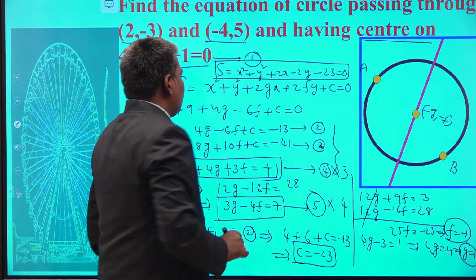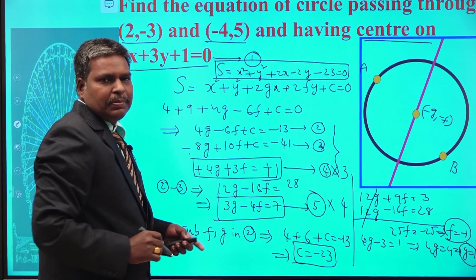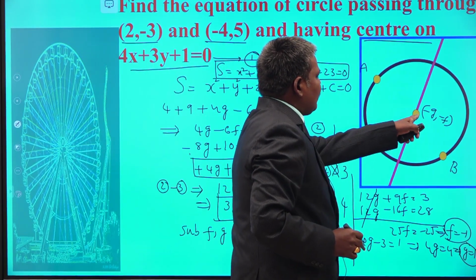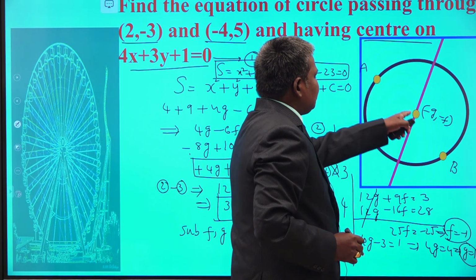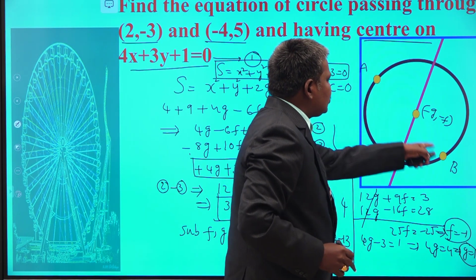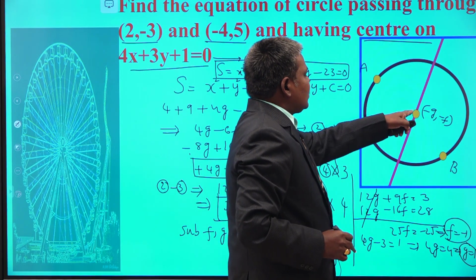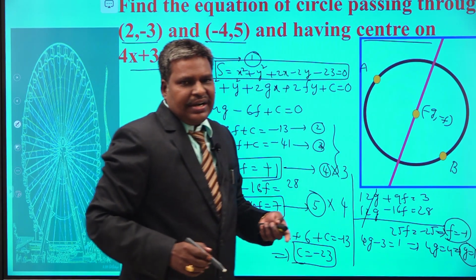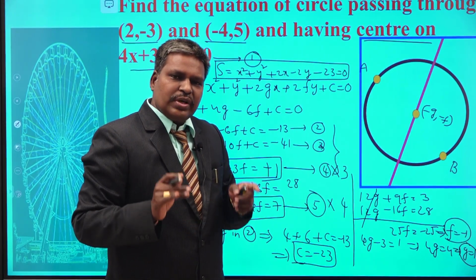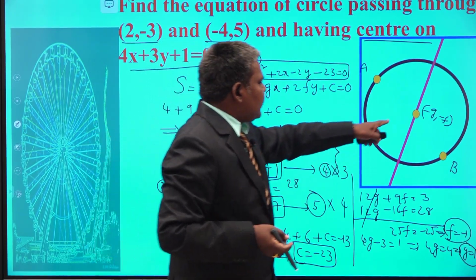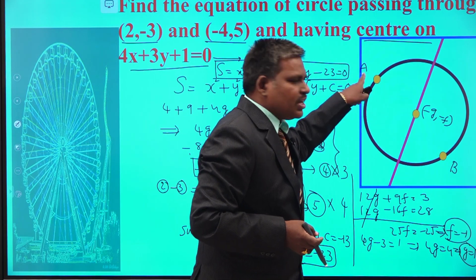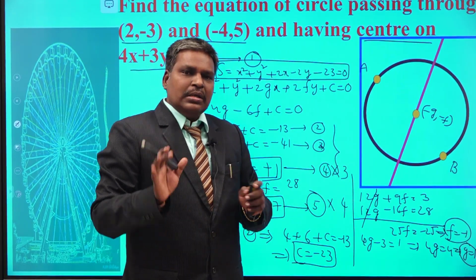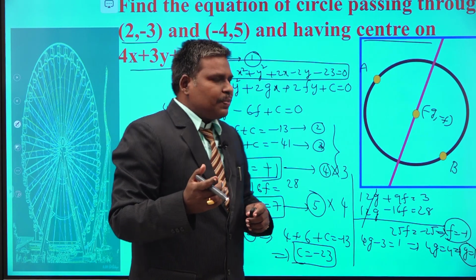In this manner, we can do this problem. Or you can use the condition that, say, x1 comma y1 is the center of the circle, CP is equal to CA is equal to CB, and you get one condition. Substitute x1 comma y1 in the equation of the diameter, and you get another condition. Solve both equations, and you get the center. From that center, you can find the radius by finding the distance from here to here. Once you know the center and radius, you can write the equation of the circle. That is another method. You can do that method also.